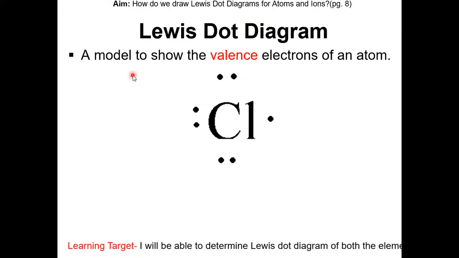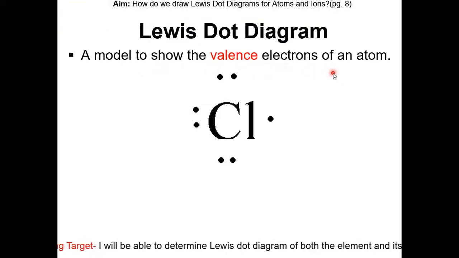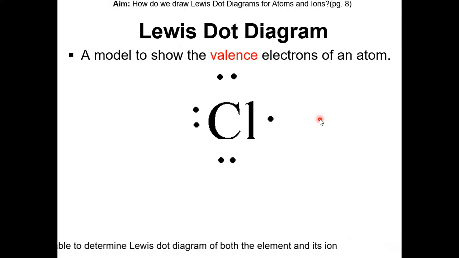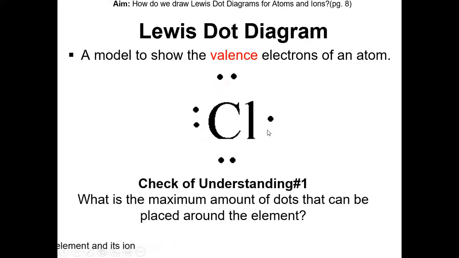Lewis dot diagram is a model used to show the valence electron of an atom. This model in particular is used in bonding. That's why we only care about the valence electrons, not the inner electrons. So here we have an atom, chlorine. Chlorine has 7 valence electrons, so we draw 7 dots around chlorine.